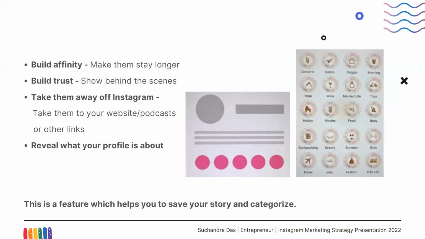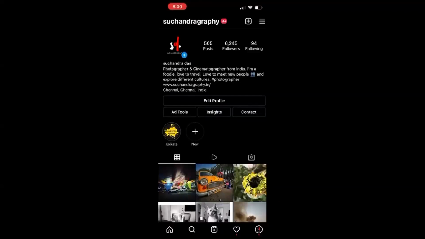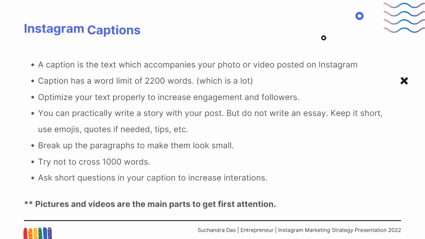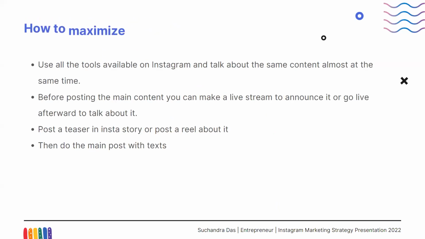Okay. So it will look like this. See, in the right hand side picture: concert, dance, doggy, morning, yoga, wine. These are the different highlights that this particular profile has created, and they have different logos. The logos are relevant to the content. Either you can use a logo or you can simply write text, as I have written Kolkata, Chennai. Okay. This we have covered.